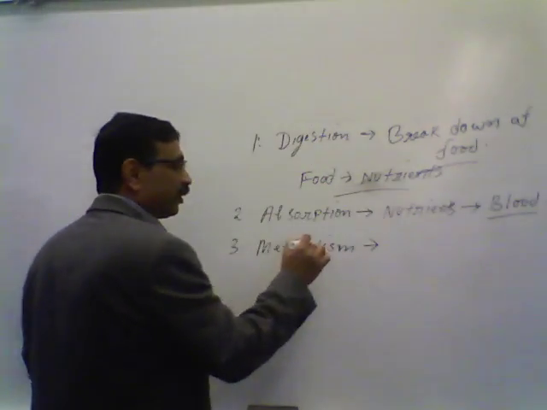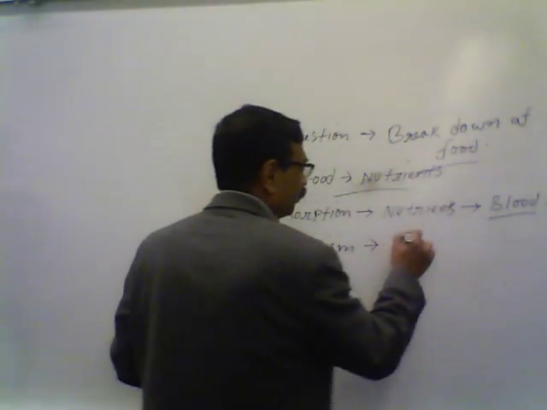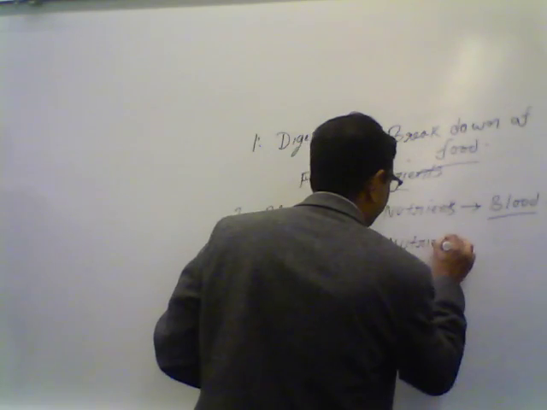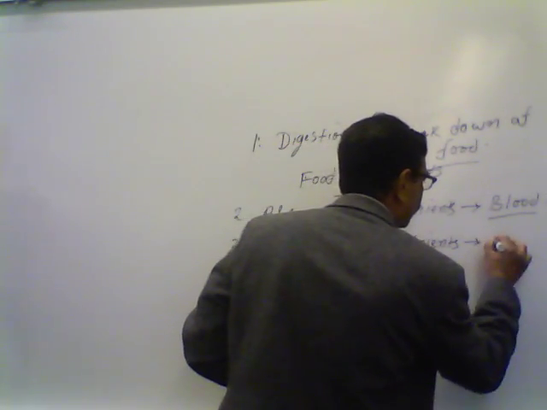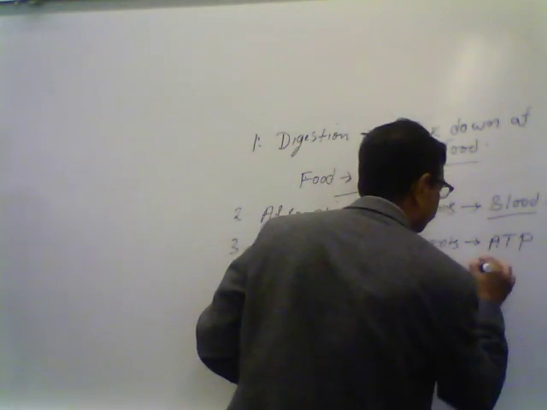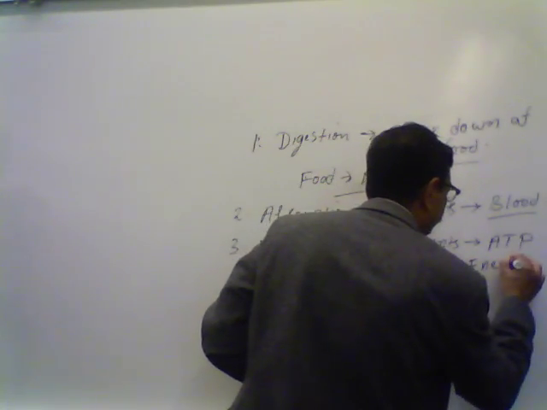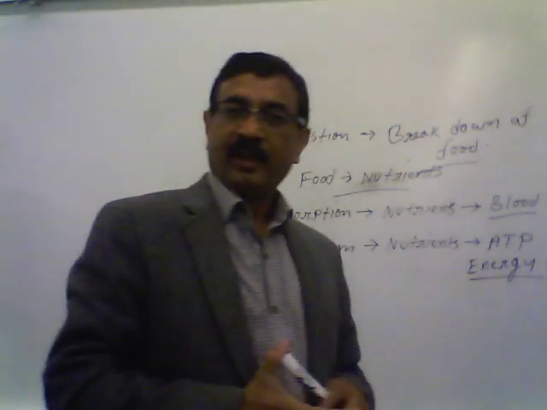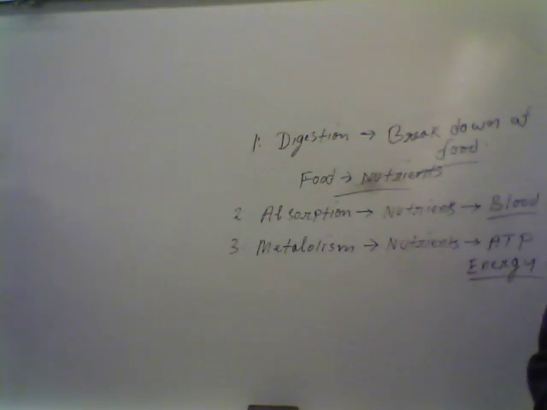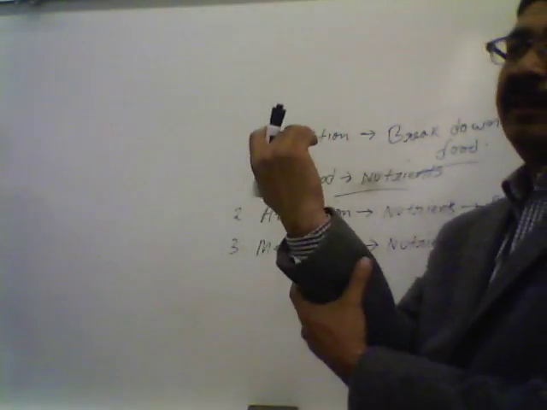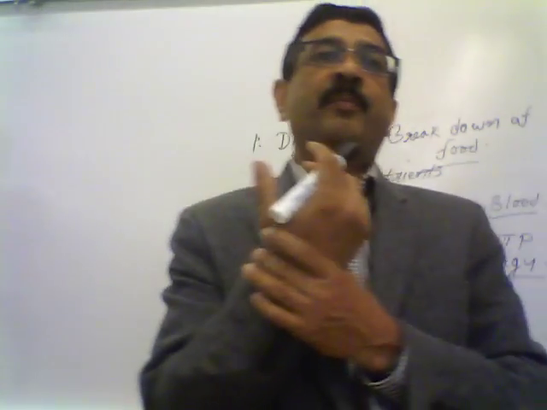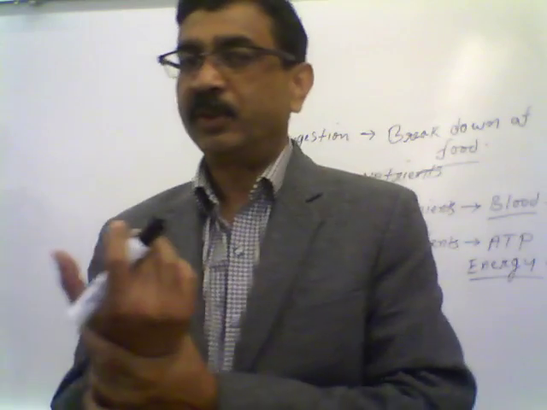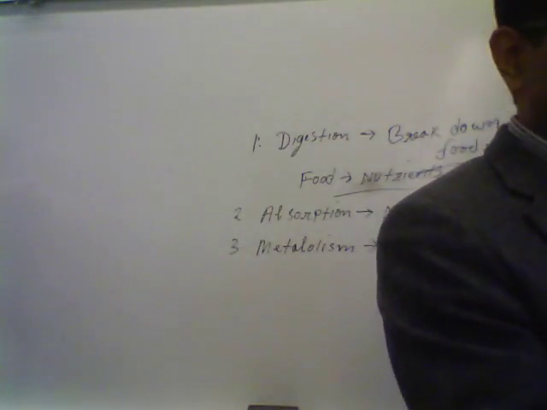Now, metabolism does what? Metabolism converts the nutrients to ATP, energy. So to produce energy or ATP, we need metabolism. Okay, and as I have mentioned, the first step of metabolism mostly occurs in your liver, which is a part of your digestive system.